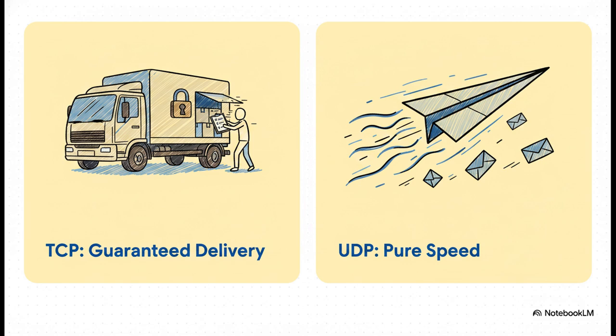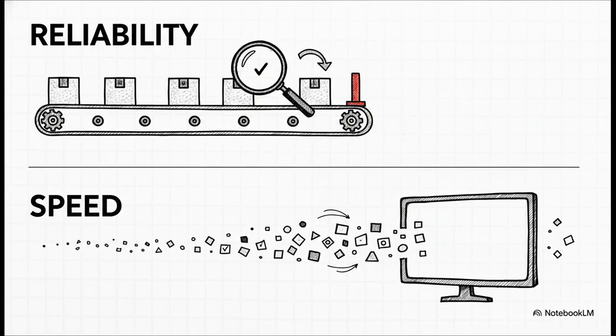Then we have UDP, the User Datagram Protocol. Think of UDP as a postcard. It's connectionless, no handshaking dialogues, it just fires data off as fast as humanly possible with absolutely no guarantee of delivery, ordering, or duplicate protection. TCP is the absolute workhorse of the internet, and it ensures that perfect reliability through some pretty ingenious mechanisms.